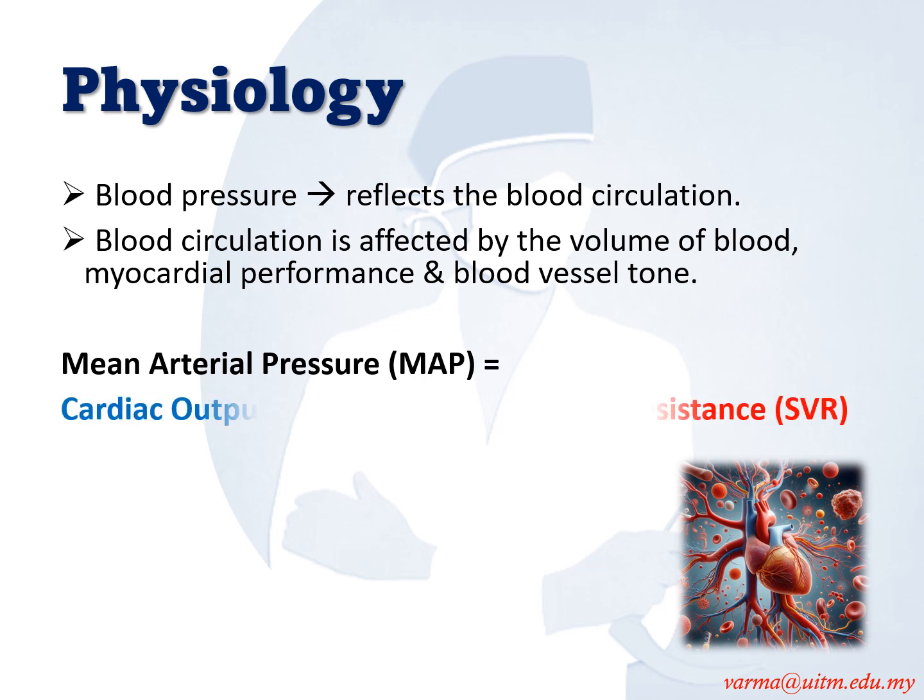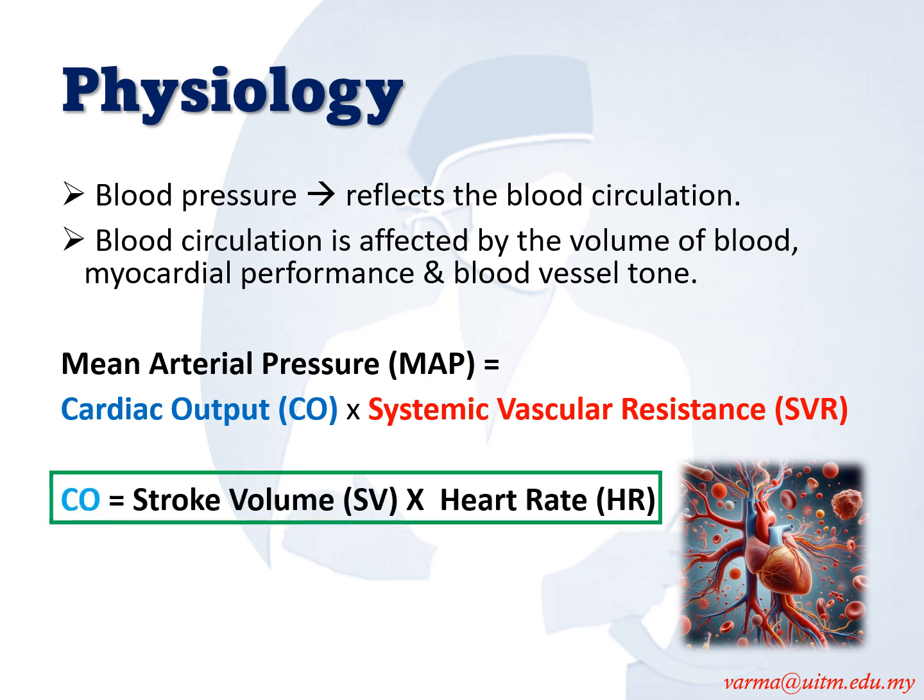Mean arterial pressure. Mean arterial pressure is given by the formula cardiac output times systemic vascular resistance. As what we have mentioned before, blood pressure reflects the blood circulation and is affected by the volume of blood, myocardial performance, and blood vessel tone. So cardiac output is a surrogate marker of myocardial performance, and systemic vascular resistance is a marker for blood vessel tone. And the volume of blood is a parameter within the cardiac output, because cardiac output is equivalent to stroke volume. This is the volume that we talked about, and the heart rate is also a component of myocardial performance.